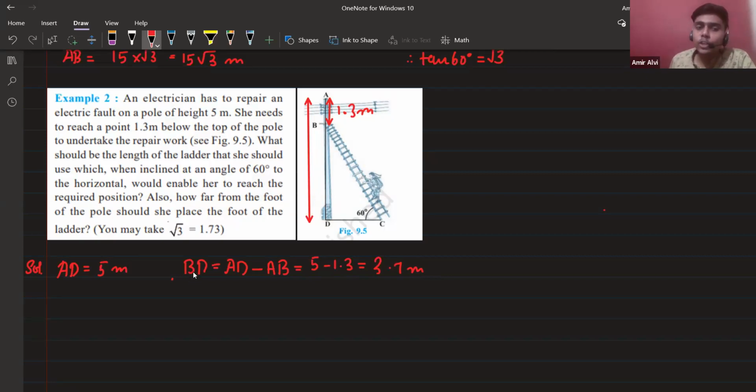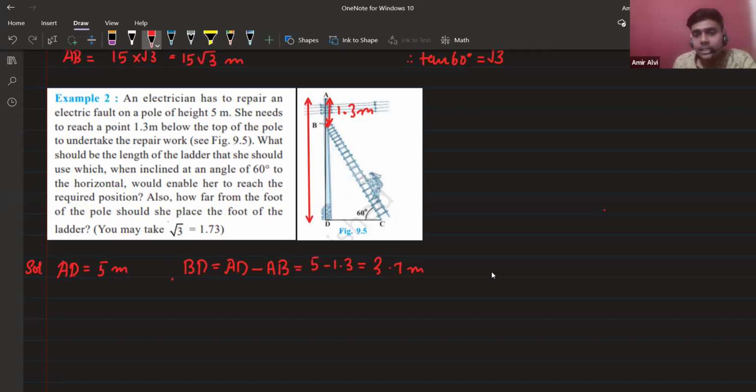Why did we find the value of BD? Can anybody tell me? Because we're supposed to find the length of the ladder. Only at this part is the ladder touching the pole, and this shape is making a triangle. That's why we need to find the value of BD. Clear? Yes, sir.